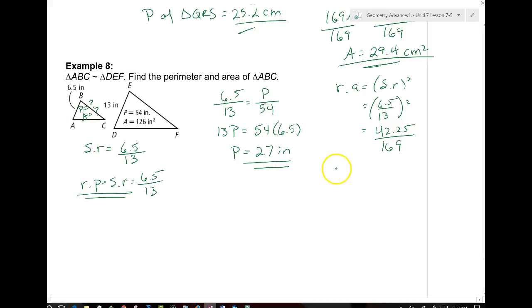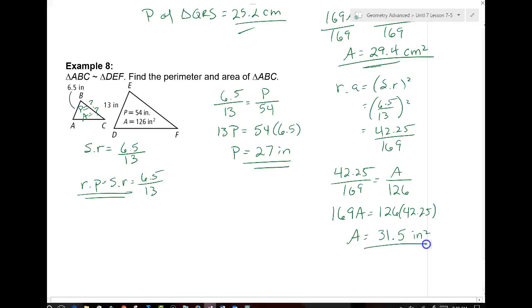So I should still be able to set up my proportion. 42.25 is to 169 is the same as the area of the smaller one to the area of the larger one, which is 126. So then you just do your normal cross multiplying. So I get 126 times 42.25. And if you solve for the area, what do you guys get? Did you get 31 point something? Did you get 31.5 even, I think? Yeah, 31.5 square inches.